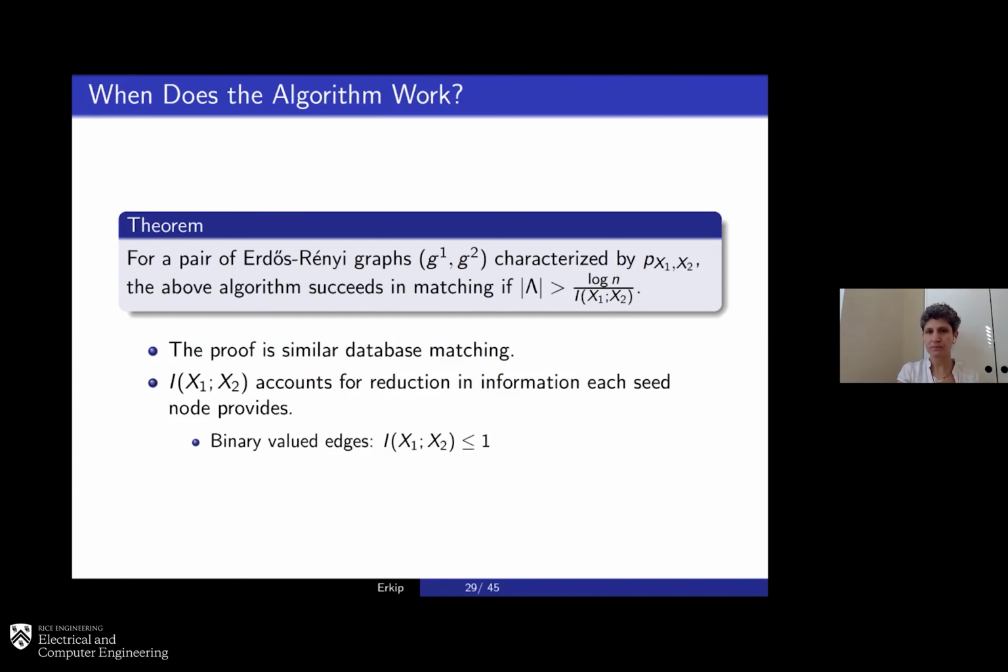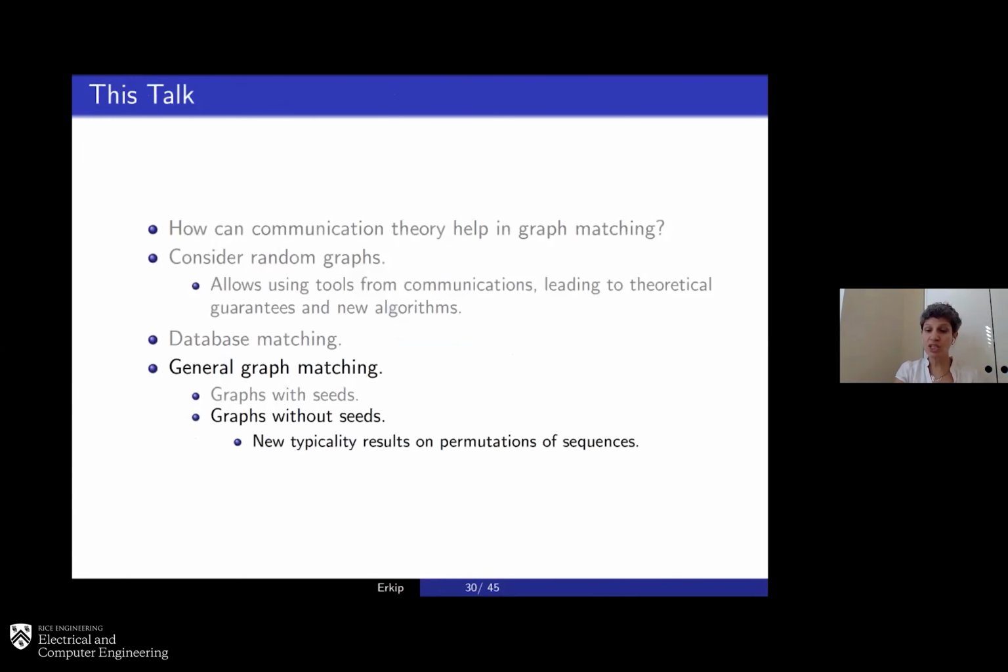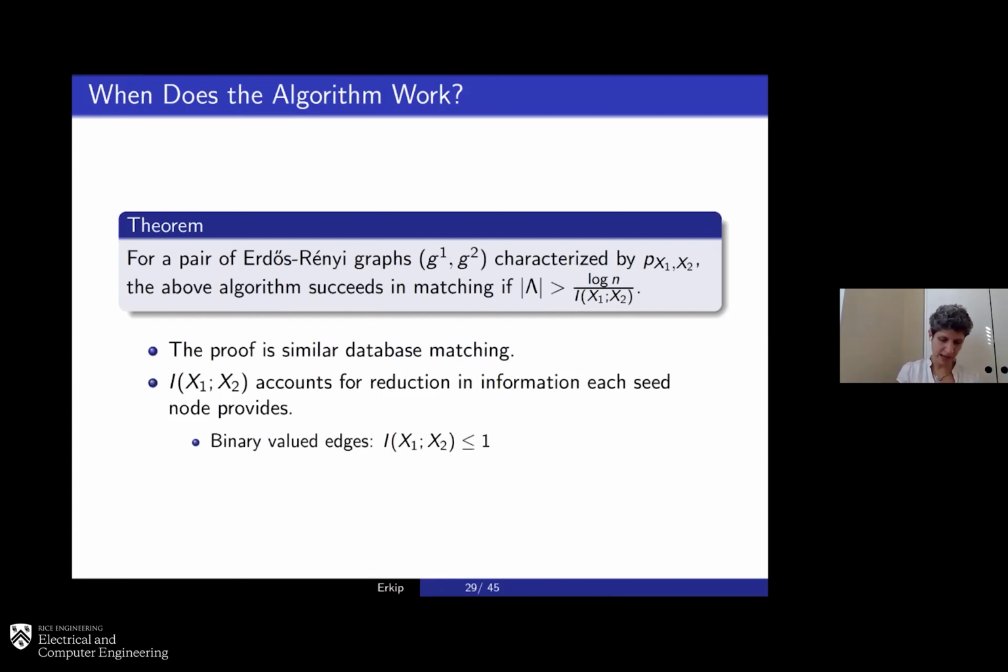Okay. So essentially what this shows us is that when I have seeded graphs, I can view this as a bipartite graph and look at only the connections to the seeds, and use this analogy to channel coding and to database matching to figure out how many seeds I need and what kind of correlation I need for successful matching of these two graphs.